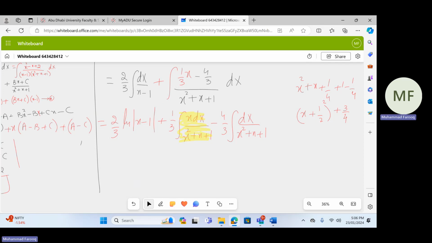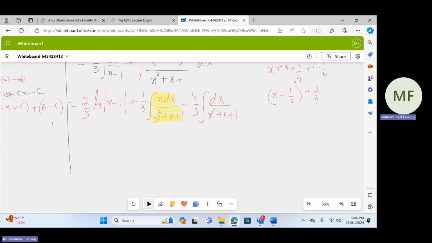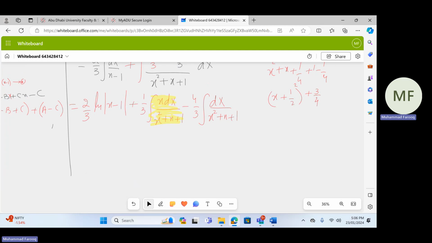So now, please, I'm just focusing here. This one, we need something. Yes, first this one, please, because this is more important. I have to tell something here. Anyway, just like this one, same: 2/3 ln absolute value x minus 1 plus 1/3. Okay, we can do something here also. How do we integrate this part?